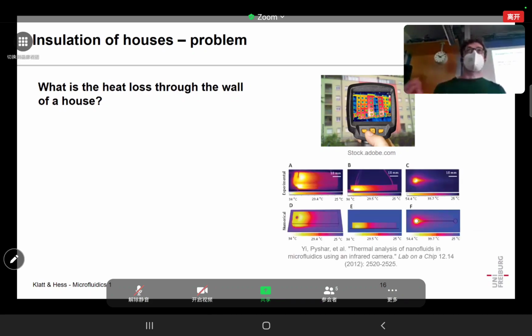And just to come back to our real topic, this can also be done, obviously, on a microfluidic scale. So you can also have a look at microfluidic chips and see how the temperature is evolving. If you remember the introduction lecture, we were talking about PCRs and how to heat up liquids. This is really a very crucial point in microfluidics.